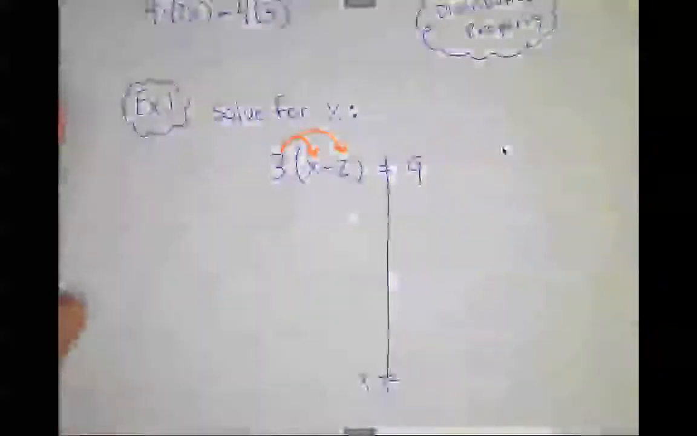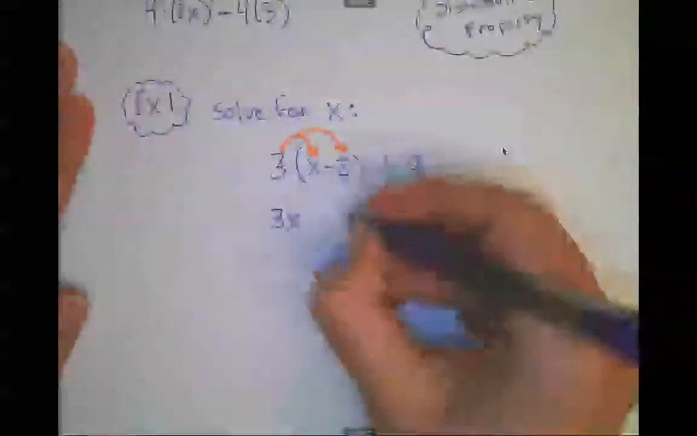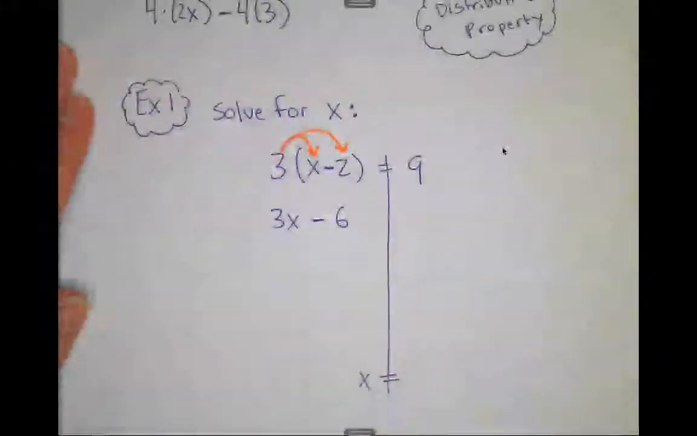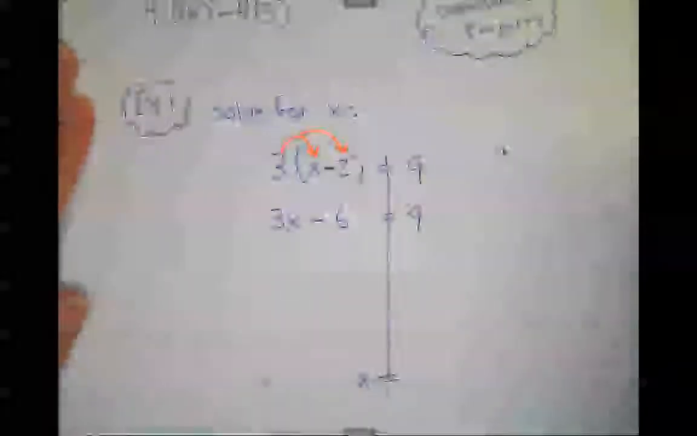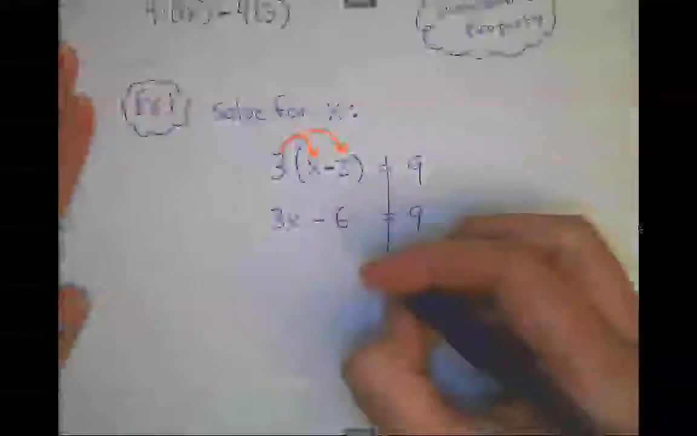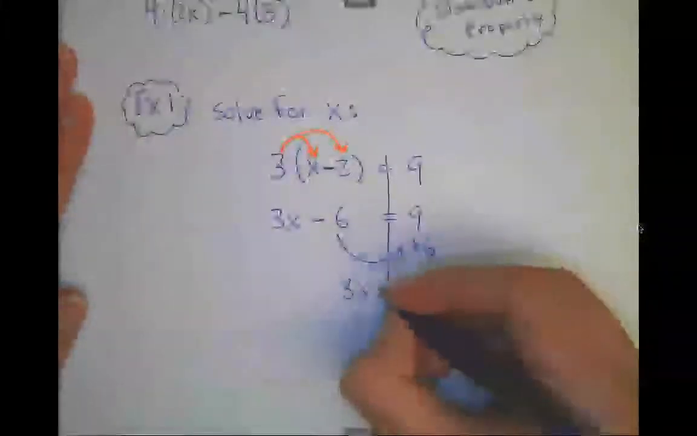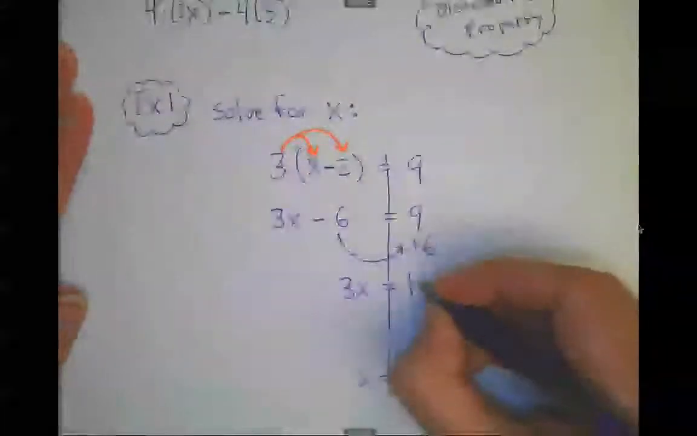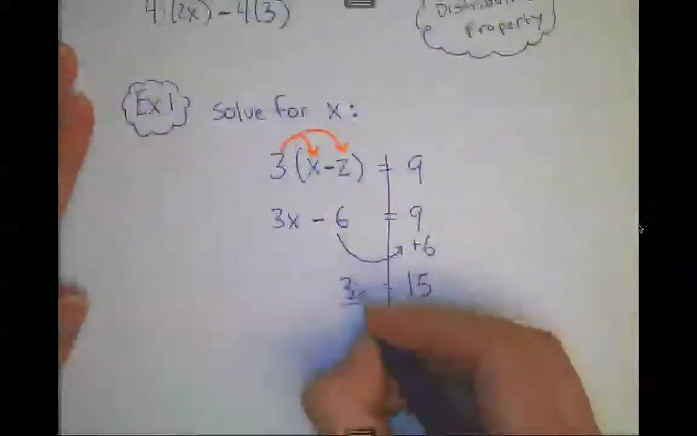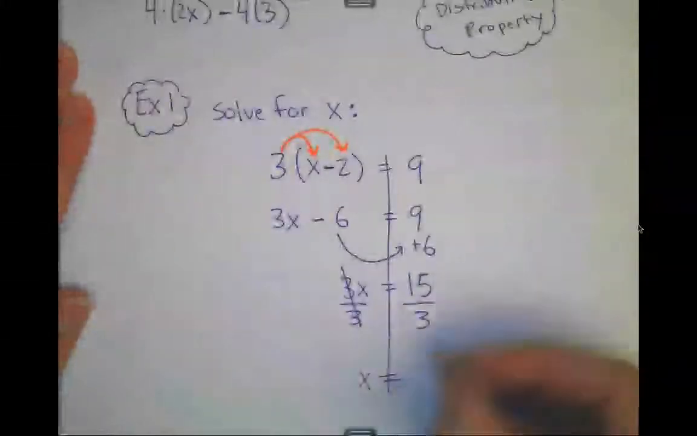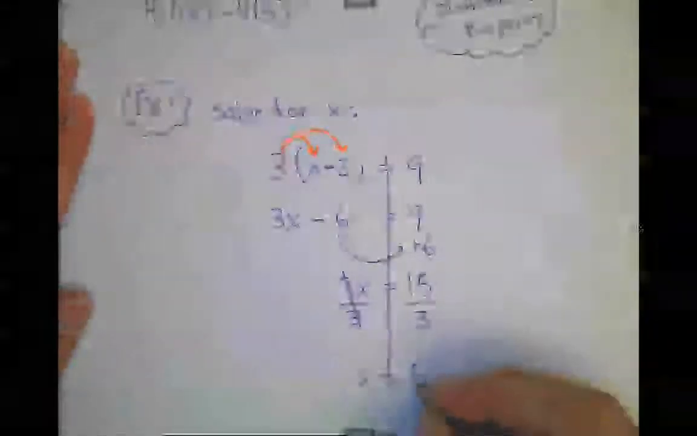Do 3 times x. Well, 3 times x is 3x. 3 times 2 is 6. And because it was a subtraction problem, I copy that subtraction problem down. Now I have 3x minus 6 equals 9. And it's no longer a hard problem for me to solve. I'm going to do the steps that I know. I'm going to add the 6 over. So 3x equals 9 plus 6, that's 15. I'm going to take the 3x's and divide them into 3 groups. Divide by 3 on both sides. X is going to equal 15 divided by 3, which is 5.